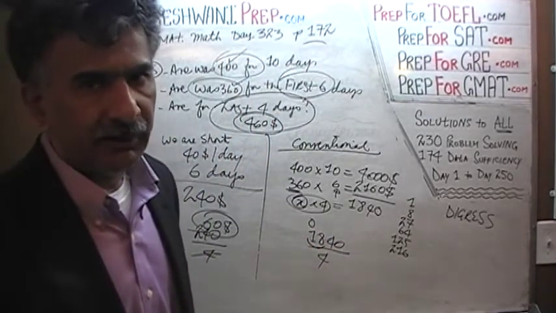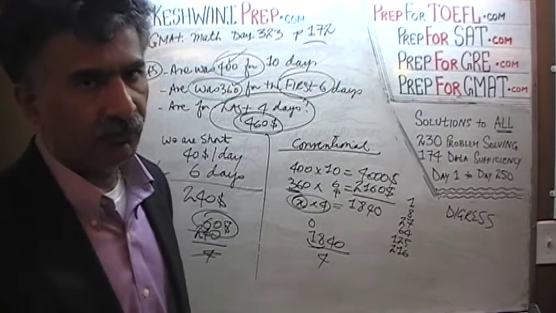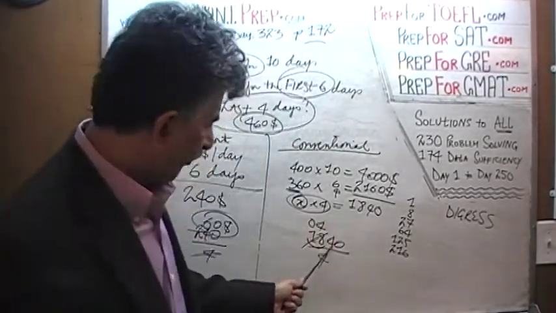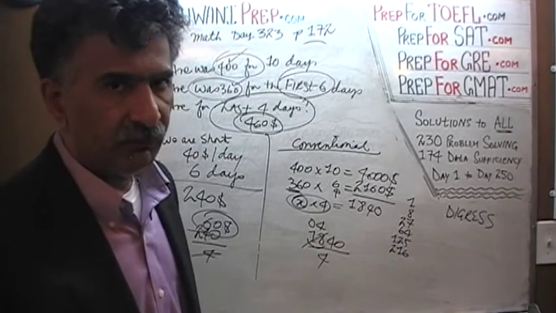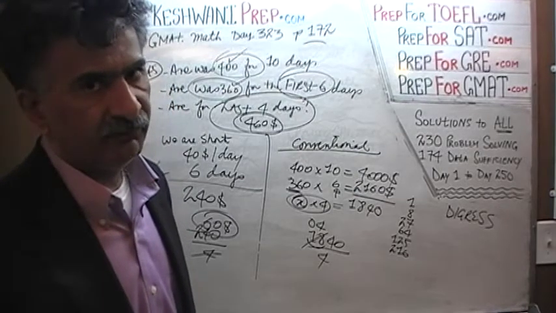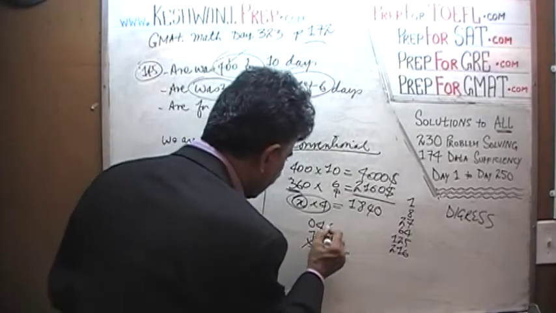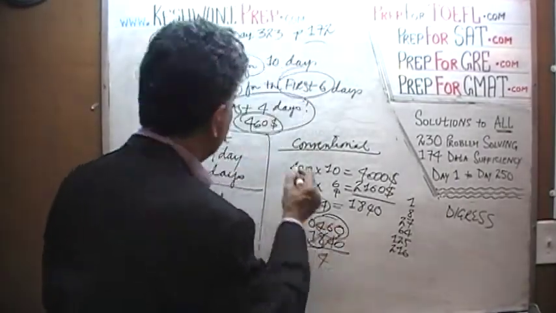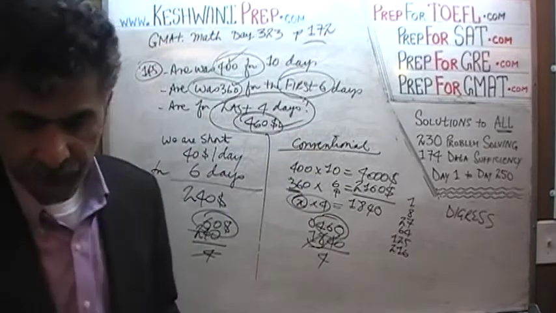How many 4s in an 18? 18 has 4 4s. 4 4s are 16. The remaining 2 goes and joins the 4, becomes 24. How many 4s in a 24? 24 has 6 4s. And how many 4s in a 0? 0 has no 4s. There you go, 460, just like we predicted.